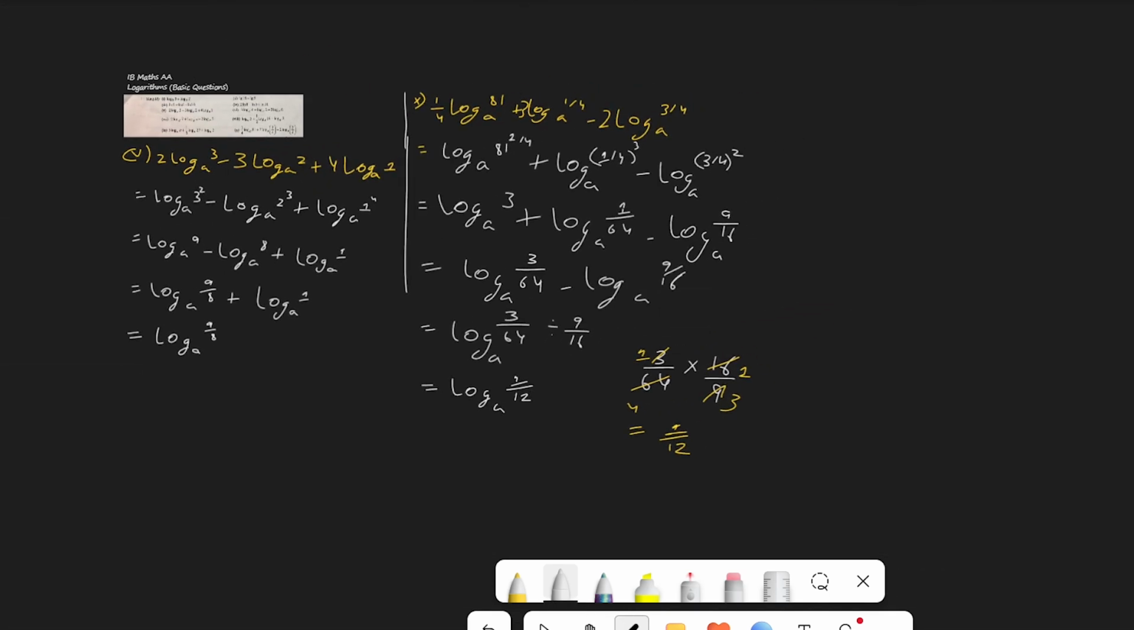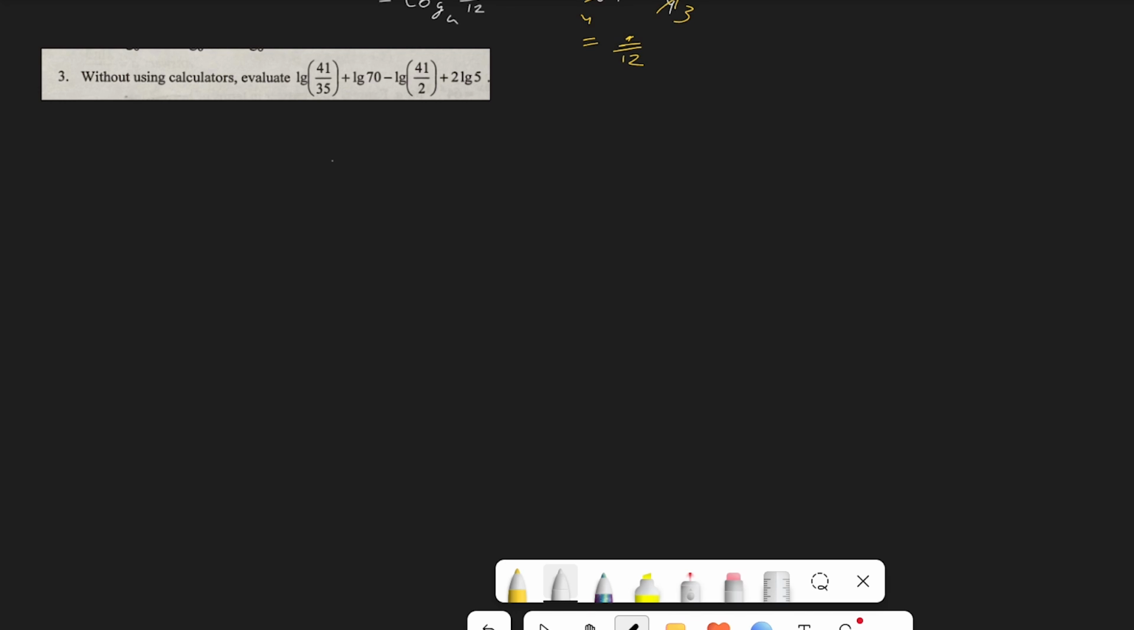Let me just import another question. Okay, so now we have another question in front of us. Let's now try this one. Okay, so it is that without using calculators. Here we have a restriction that we won't use calculators, because in one of the papers we don't have calculators allowed. So we need to evaluate lg 41 over 35 plus lg 70 minus lg 41 over 2 plus 2 lg 5.